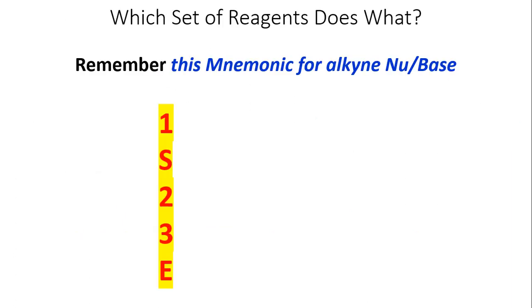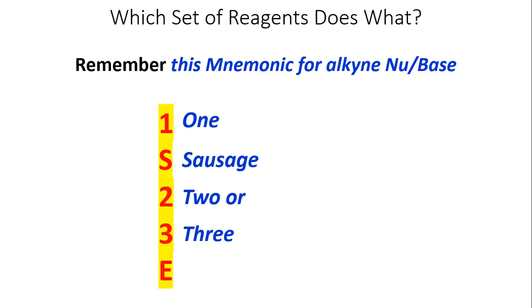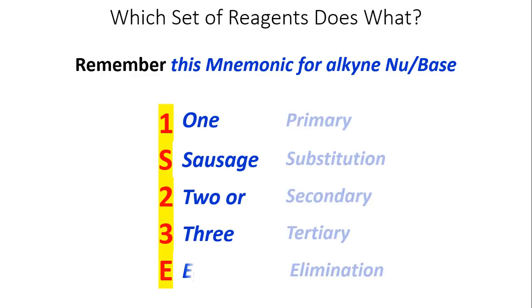So again, how do we remember this? Well, here's a mnemonic for you to remember: 1 sausage, 2 or 3 eggs. 1 S, 2, 3 E. 1 sausage, 2 or 3 eggs. What that means, the 1 stands for primary. So primary, you get substitution. Secondary or tertiary, you get elimination, right?